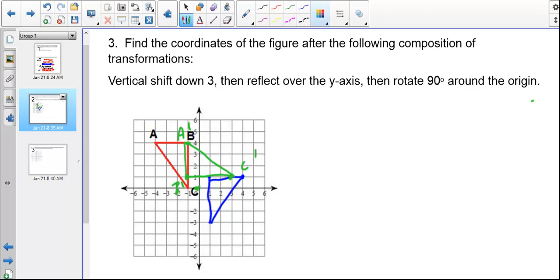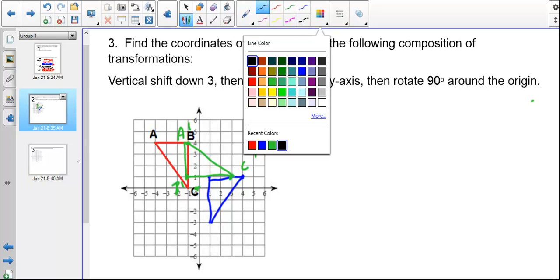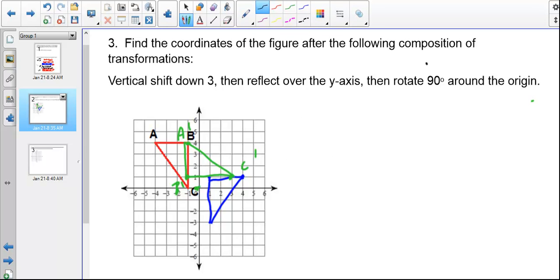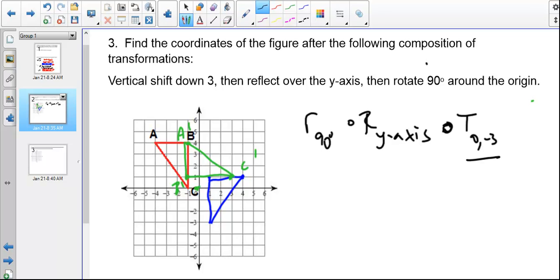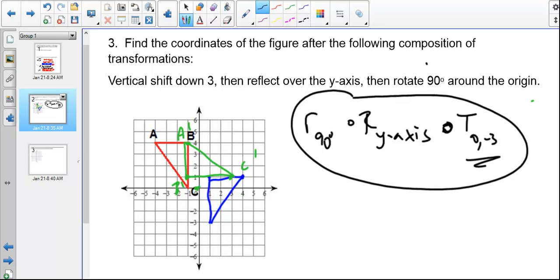If I were to write this with that other notation, I do think it's worth writing this out. Remember, the first thing I do is actually what goes furthest to the right. So what we did here is we did a rotation of 90 degrees of a reflection over the y-axis of a translation down 3. Okay, so it would be in this order because, again, the result of the first one is what I'm using as my pre-image for the second one, and so on. And so I know that's a little strange, but I wanted to expose you to this in case we see it on exams or anything.